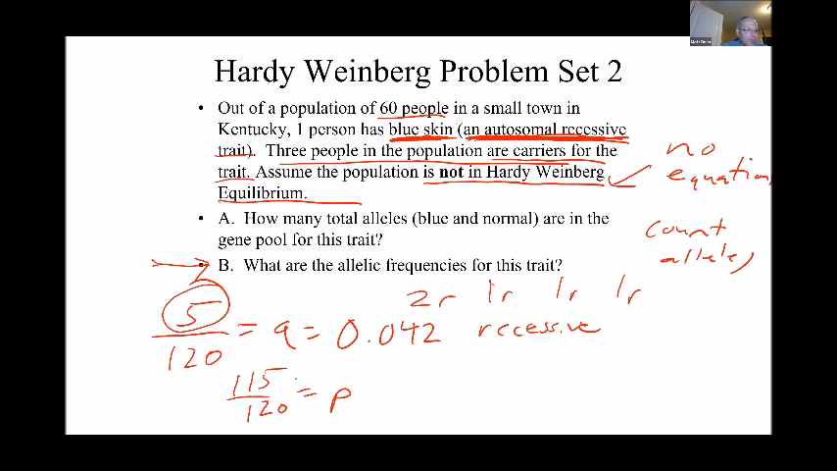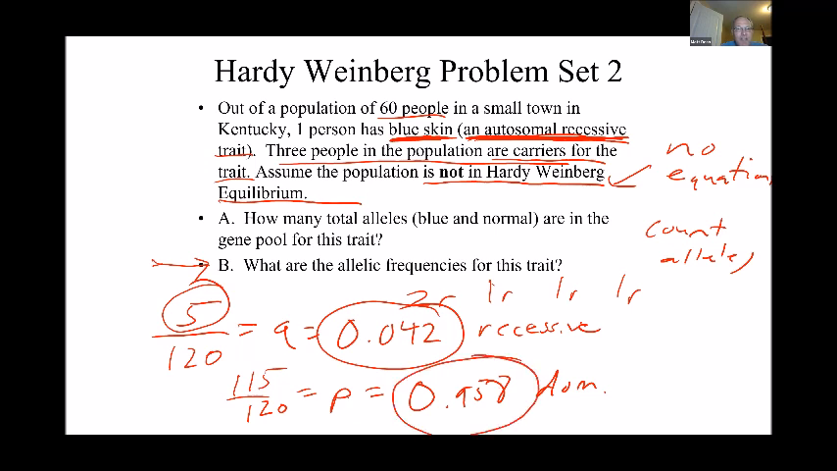And we could leave it as 115 over 120, or we could go ahead and divide it out. And when we do that, we end up with P equals 0.958. And that's the dominant allele frequency. So for part B, I would say the frequency of the recessive allele is 0.042. And the frequency of the dominant allele is 0.958. And on part A, how many total alleles are in the gene pool? Well, that's 120. We got that by taking the total number of individuals and multiplying that by 2. Because most of your traits are controlled by 2 alleles, one from your mom, one from your dad.